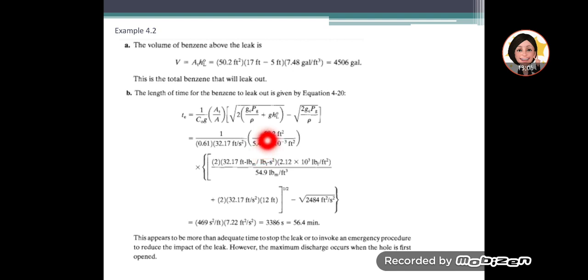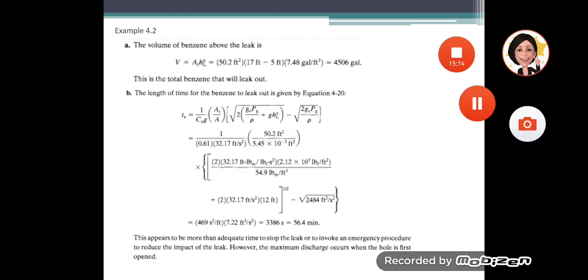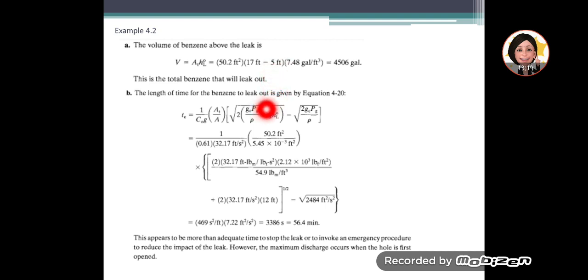Which we have already calculated, minus the gravitational term. We have not substituted this yet. This 2 is actually 2 times this term and 2 times this term, so they've separated it, that's why you see a 2 again here, times g, the gravitational constant, times h_L. This is the height of the liquid that is still left above the hole. Then it is square root, which is also equal to the power of half, minus this 2 again, gravitational constant g_c, which is 32.17, the gauge pressure, this one 2.12 times 10 to the power of 3, and the density of benzene, which is 54.9. So you get this value.